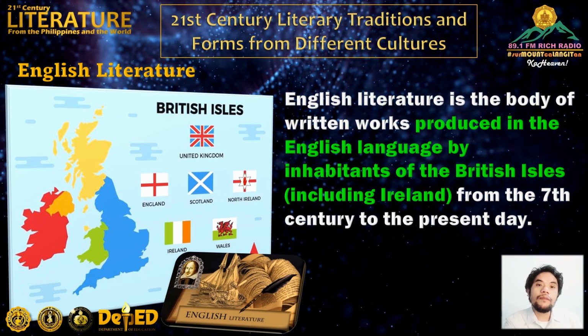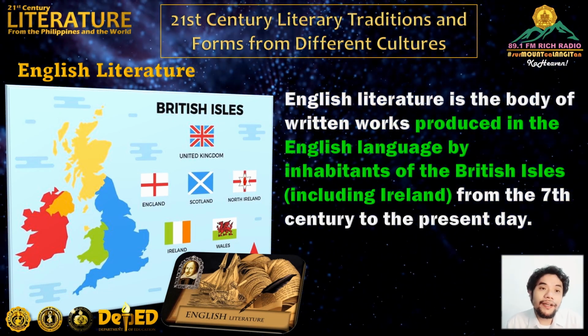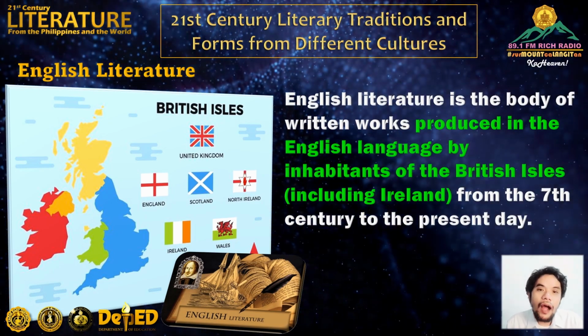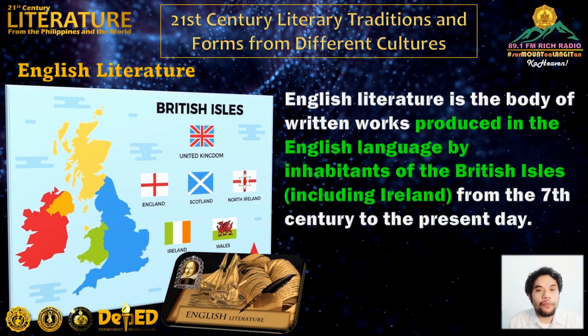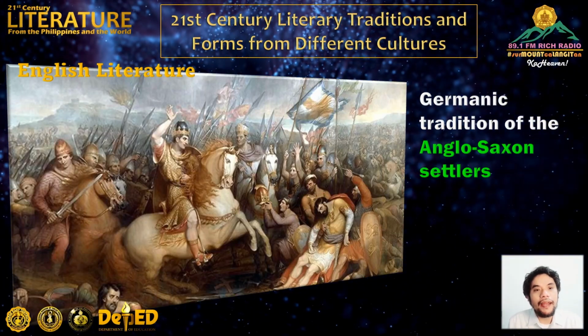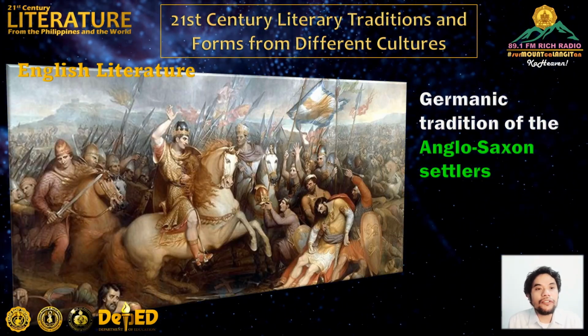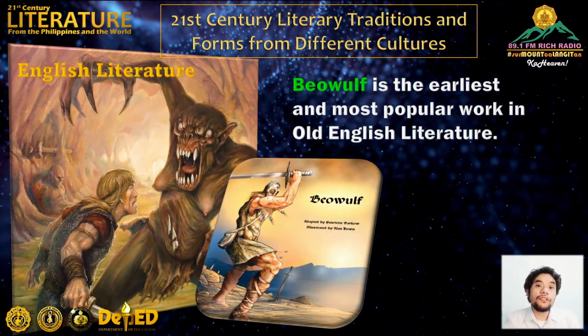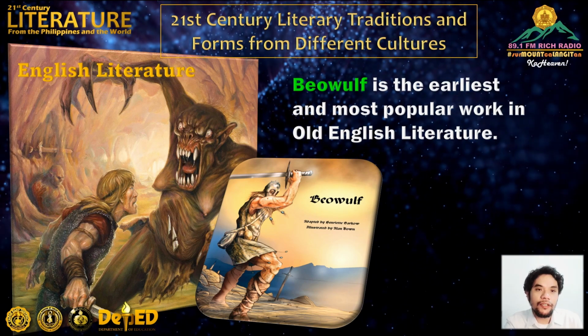English literature is the body of written works produced in the English language by inhabitants of the British Isles, including Ireland from the 7th century to the present day. The history of English literature begins with the Germanic traditions of the Anglo-Saxon settlers. Beowulf is the earliest and most popular work in Old English literature.